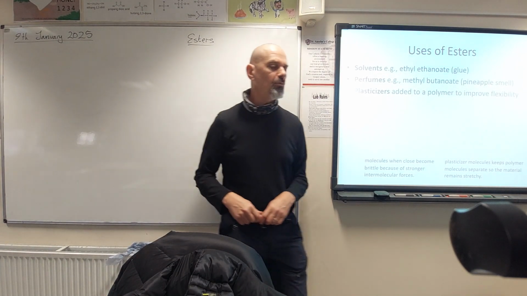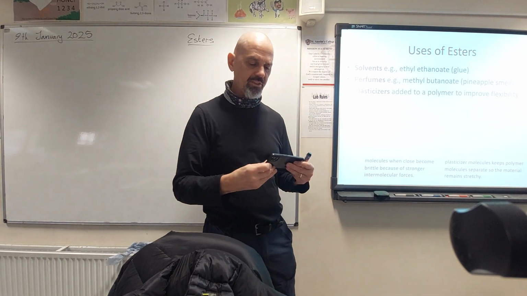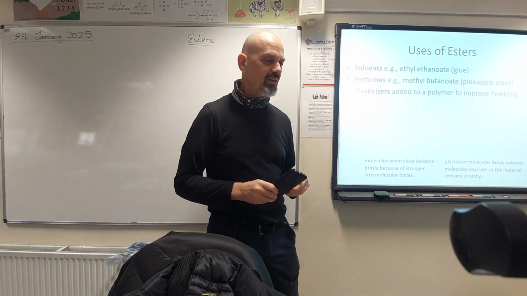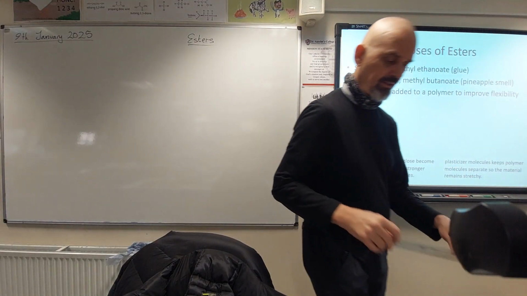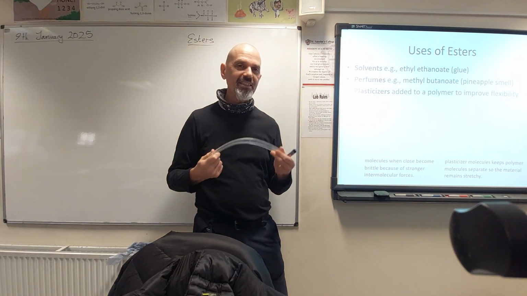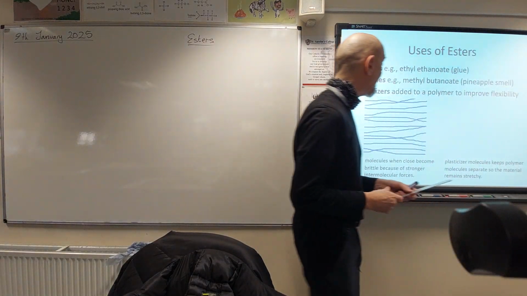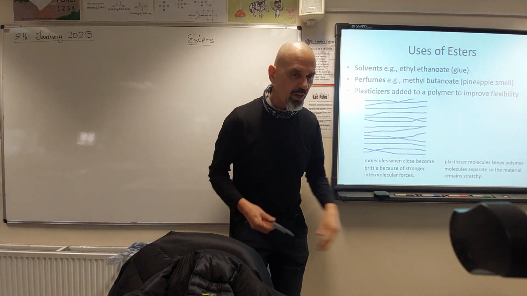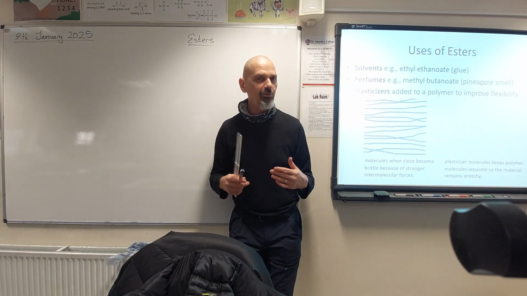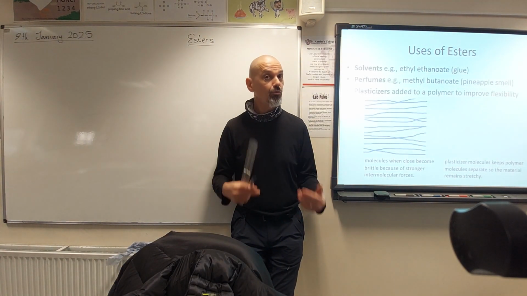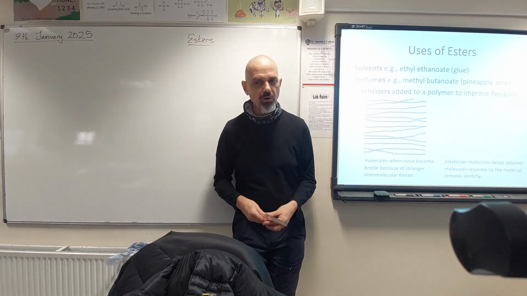If you want your plastic to be flexible, this is a ruler, it's not particularly flexible. If you want a plastic to be flexible, and you just make the plastic as it is, the long polymer chains get close together, and the strong intermolecular forces tend to make it rather rigid, which is sometimes what you want. Sometimes you want rigid plastic.